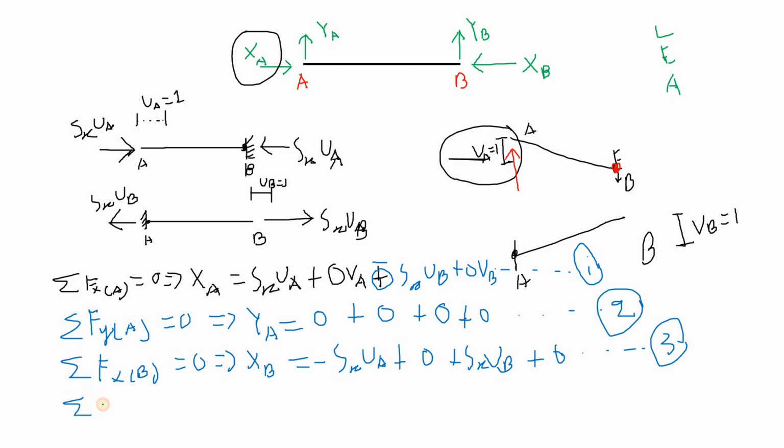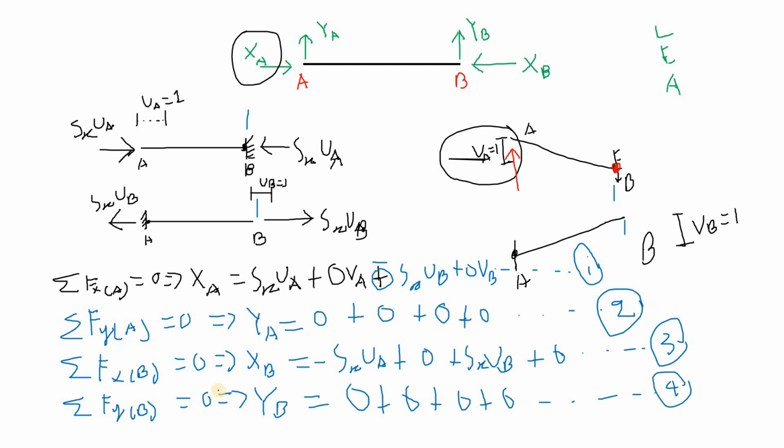And finally, for our fourth equation, we have Fy at B equals 0. So YB is going to be a similar case as YA. At B, there is no upward force, but the forces are making the truss member move, so there is no stiffness. So stiffness is 0, and stiffness multiplied by deflection is also 0. So 0 plus 0 plus 0 plus 0. So right now we have developed 4 equations.